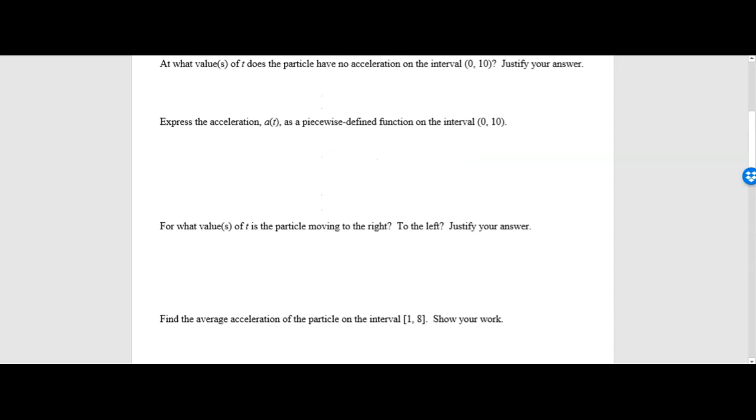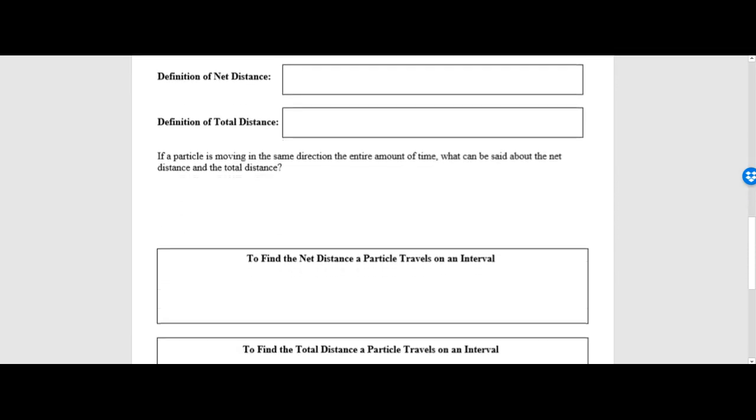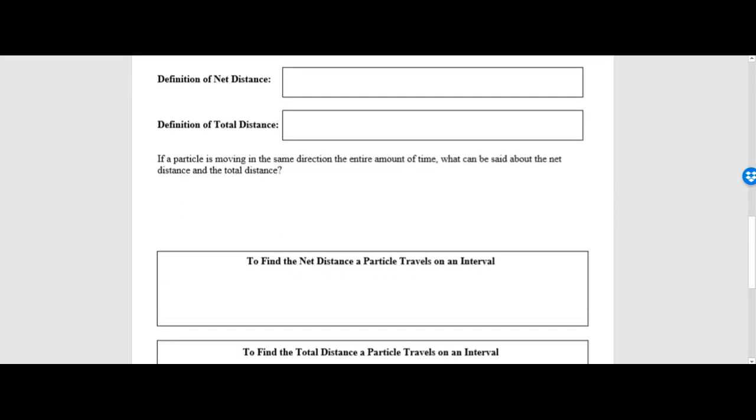All right, so come down here. Now we're going to talk about the differences between net and total distance. Maybe we've taken a physics course. We've talked about net and total distance in some other class.